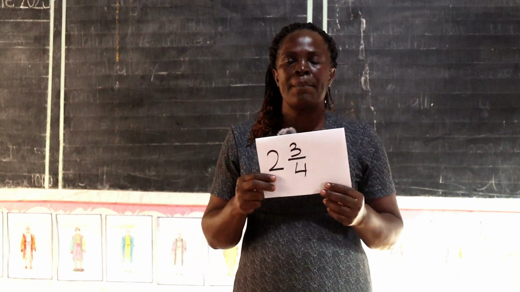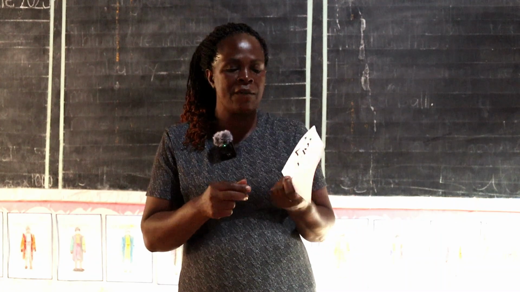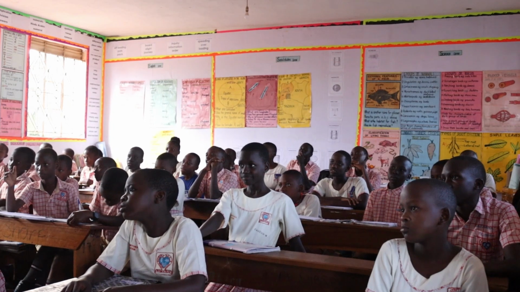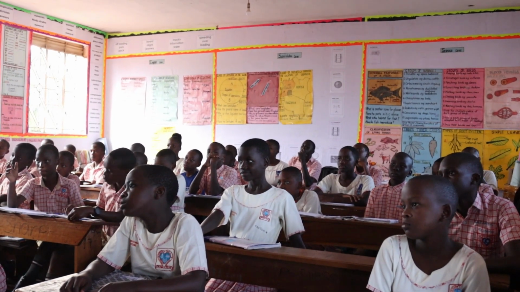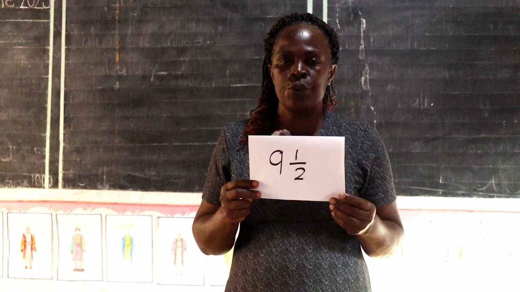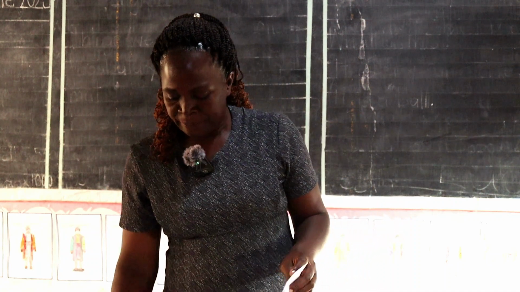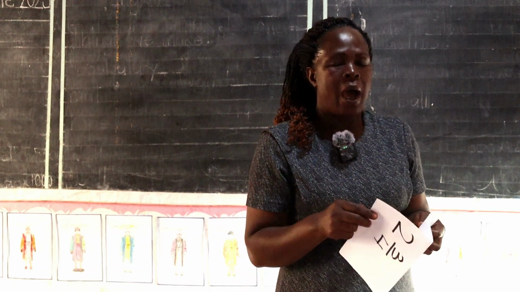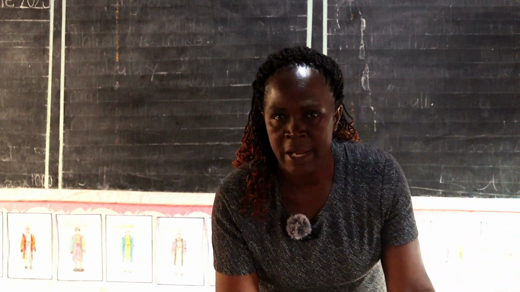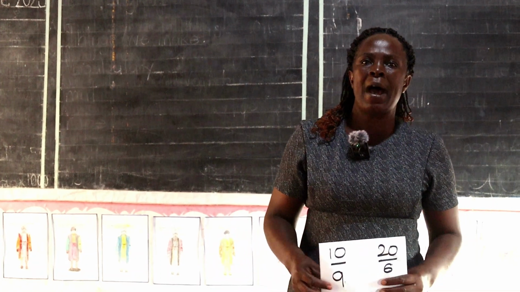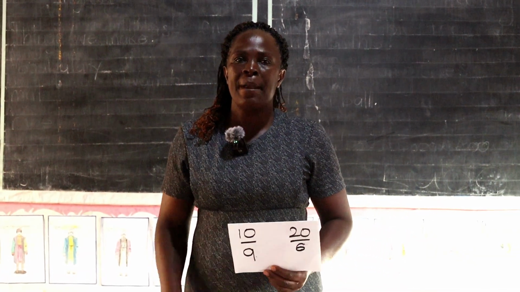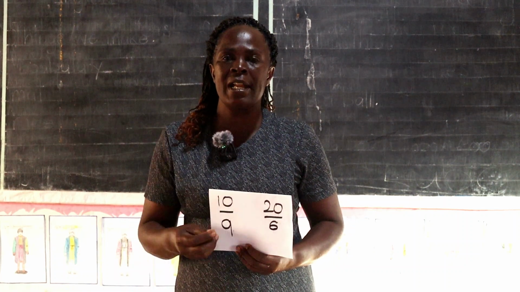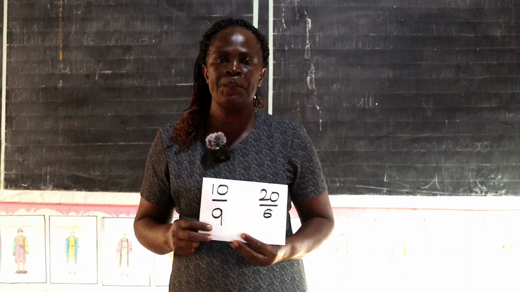So these are examples of a mixed fraction. We have 2 whole number, 3 out of 4. We have 9 whole number, 1 out of 2. Then we go to another type of fraction, which is improper fraction. An improper fraction is a fraction where the numerator is greater than the denominator.